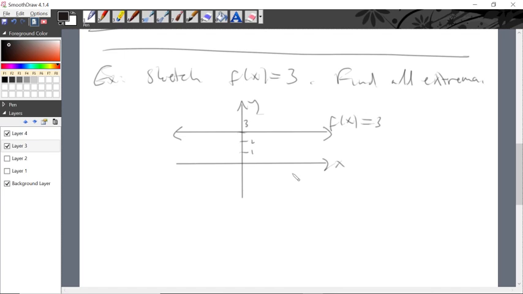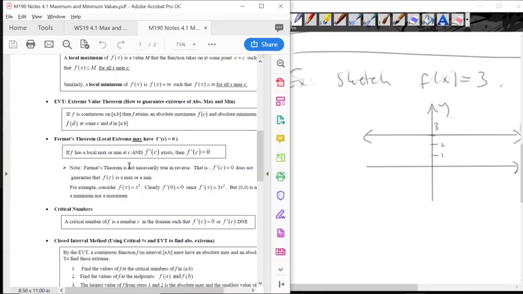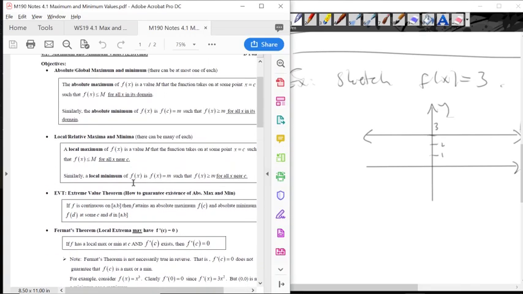Find all extrema. Now, the domain is all real numbers, negative infinity to positive infinity. Is there a point on here such that the y value for that point, and here's the key, for absolute, as well as for local, is greater than or equal to the y value you could find at any other point throughout the entire domain? And for locally, can we construct an open interval around such a point such that the y value at that point is greater than or equal to the y value at any other point within that open interval? It's the same idea for minima as well.